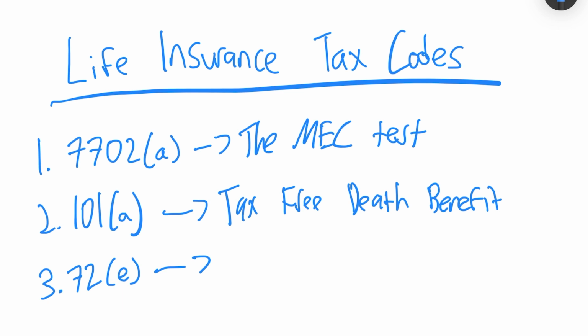Especially if you're planning to use your policy for its tax-free nature, the agent that's helping you set up the policy needs to know what they're doing to make sure your policy does not MEC at any point throughout the lifetime of the contract, because you're going to lose all of those tax benefits. So 72E, to recap, is how your CV, your cash value, is taxed.